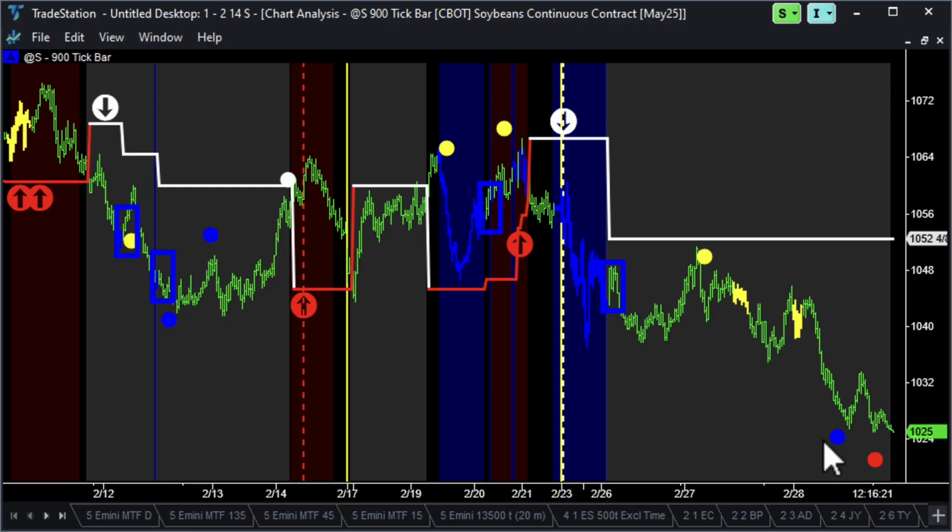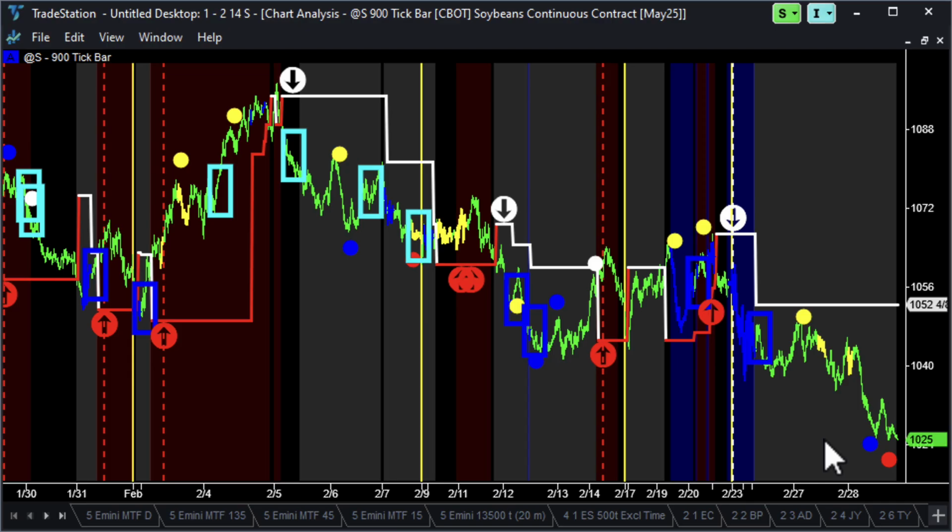No blue professional bars. Exhaustion sells, which is something, but no blue professional bars yet in soybeans.